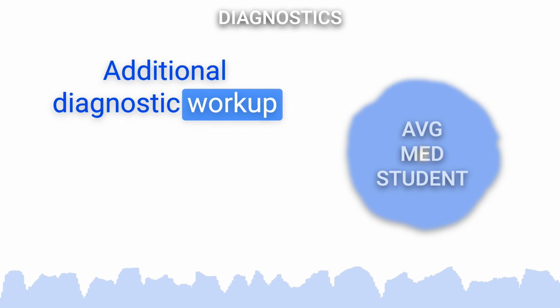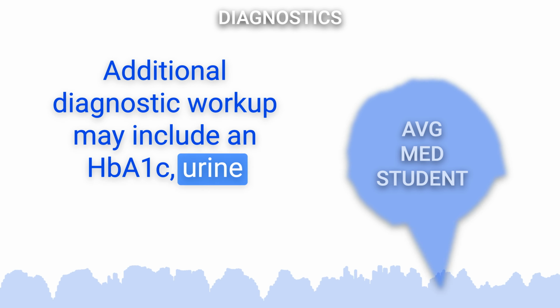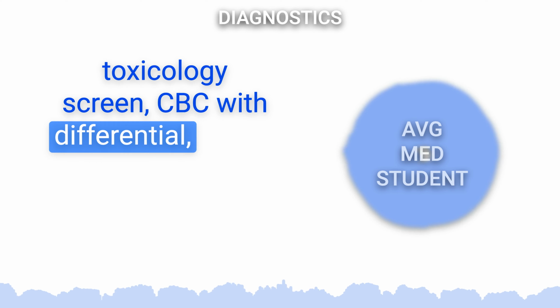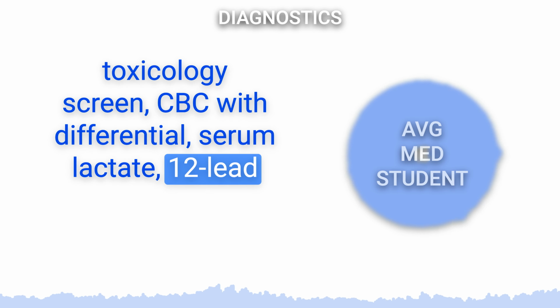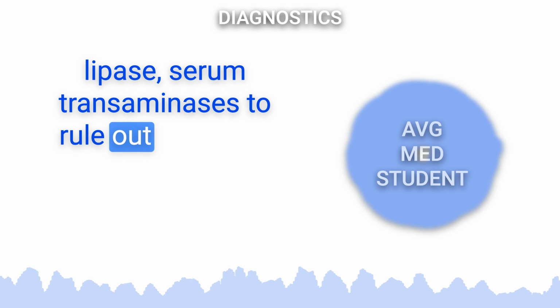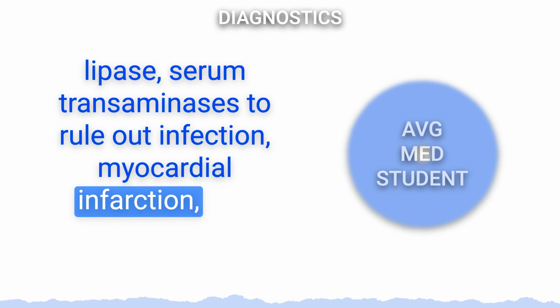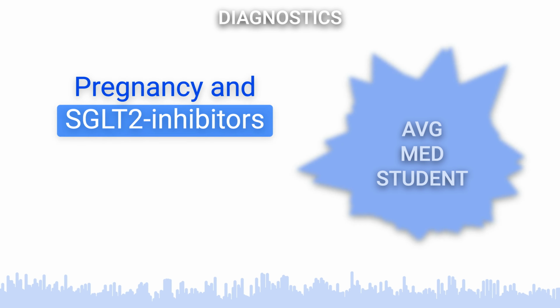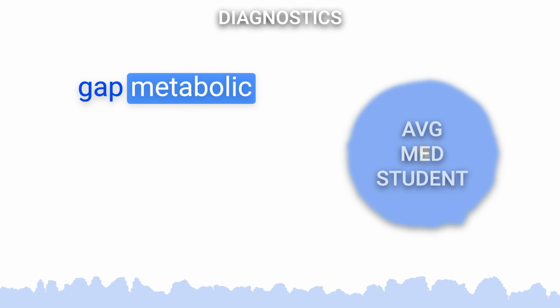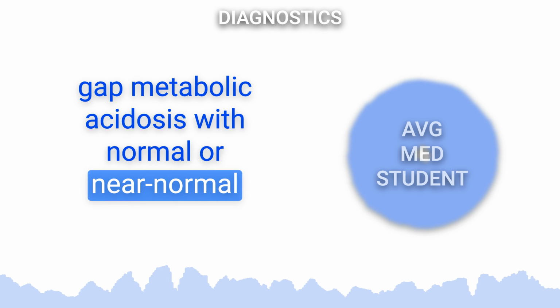Additional diagnostic workup may include an HbA1c, urine pregnancy test, a CT head, toxicology screen, CBC with differential, serum lactate, 12-lead ECG, abdominal imaging, serum lipase, and serum transaminases to rule out infection, myocardial infarction, and pancreatitis. Pregnancy and SGLT2 inhibitors can cause euglycemic DKA, high anion gap metabolic acidosis with normal or near normal glucose.